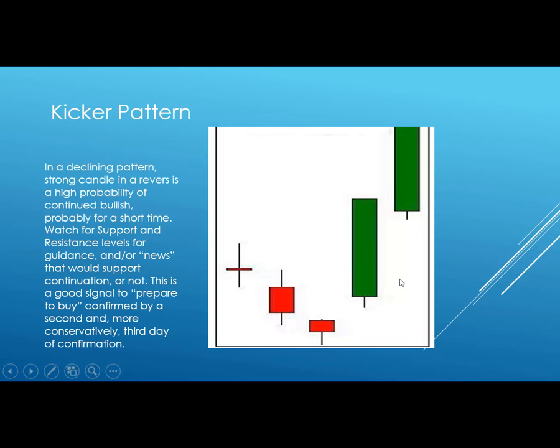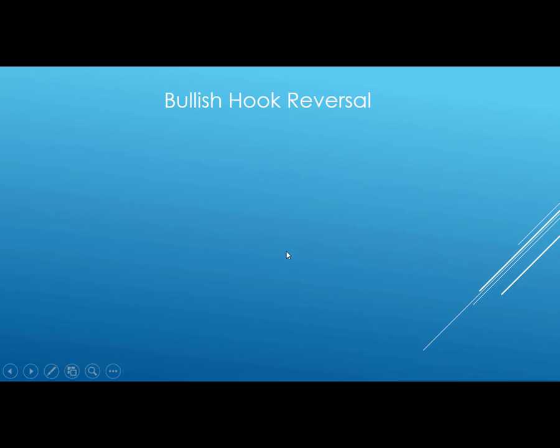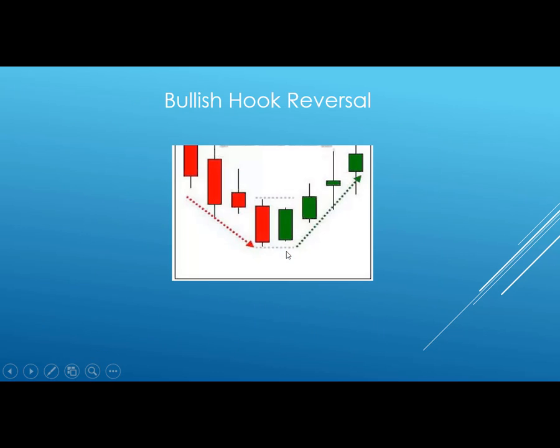Bullish hook reversal. This is pretty obvious. We have a declining pattern in the bearish function. It seems to hit bottom, which we would call support. The stock prices begin to reverse. This is a classic sign of a reversal.